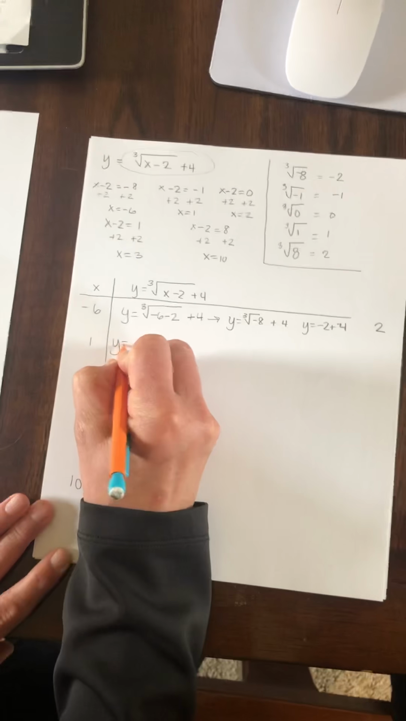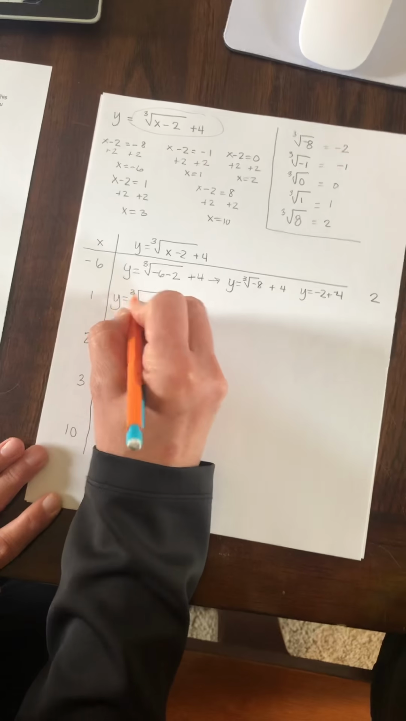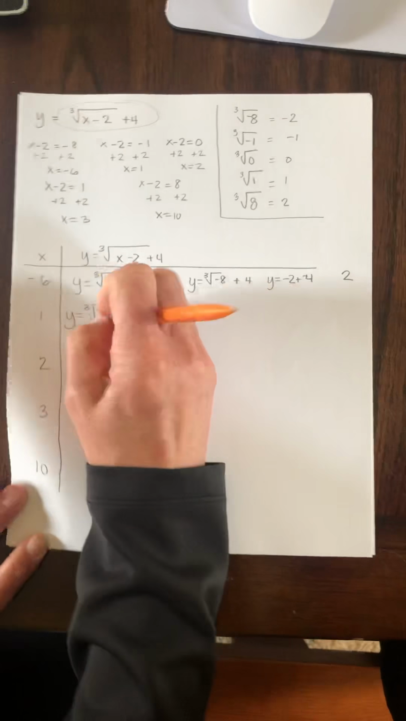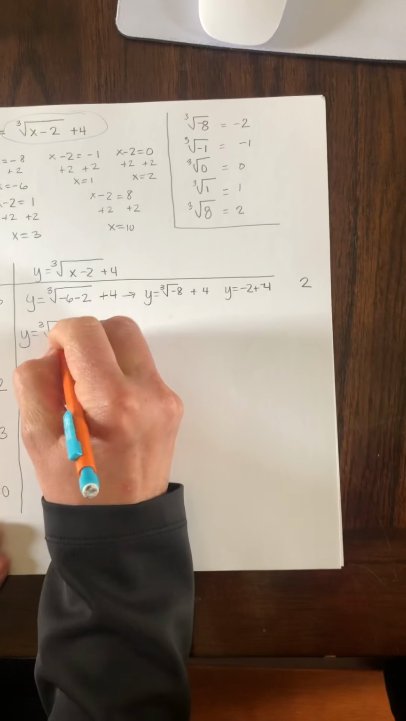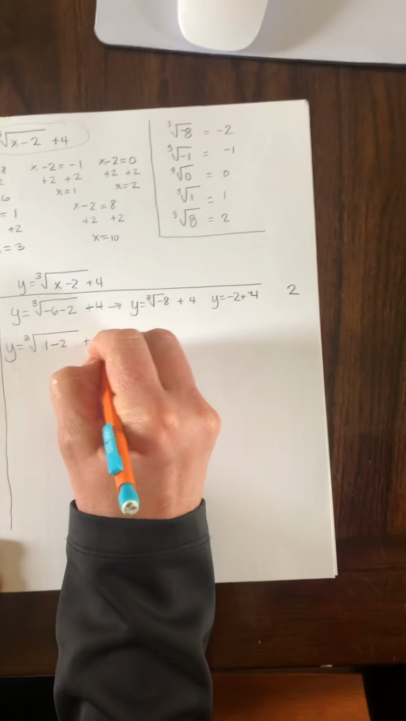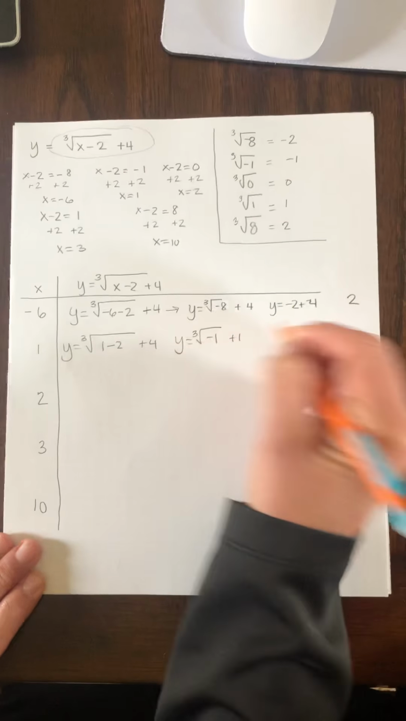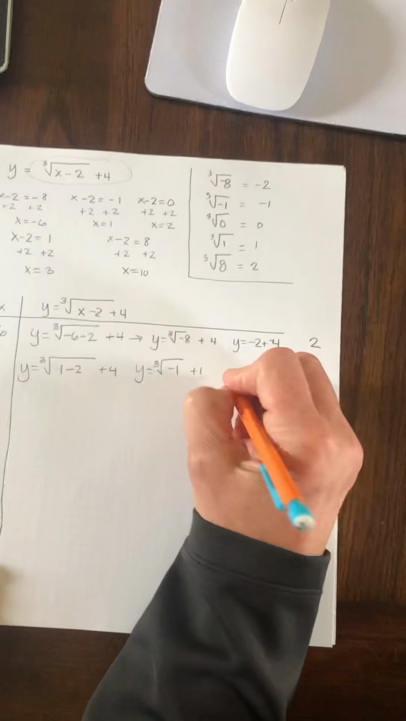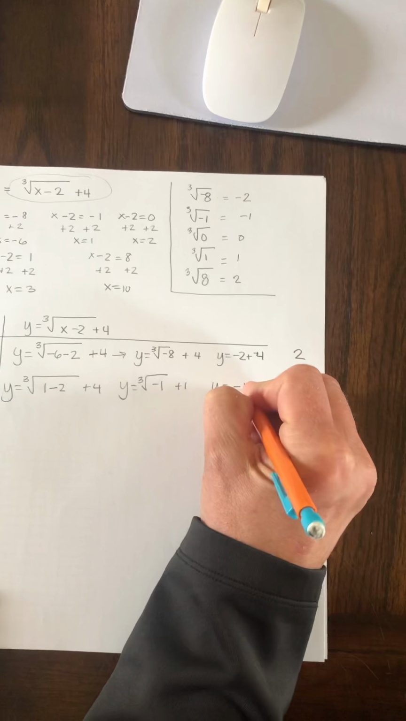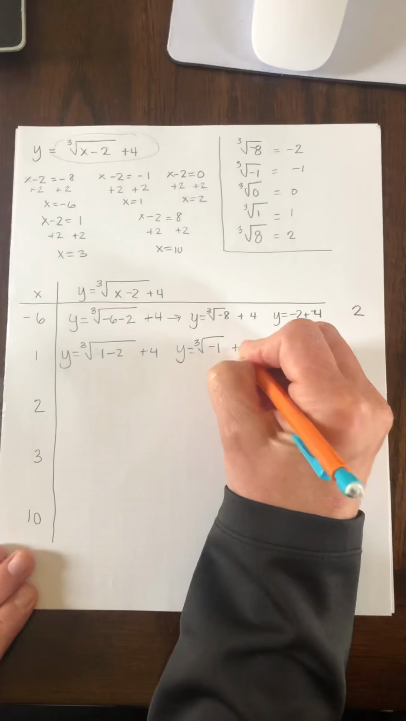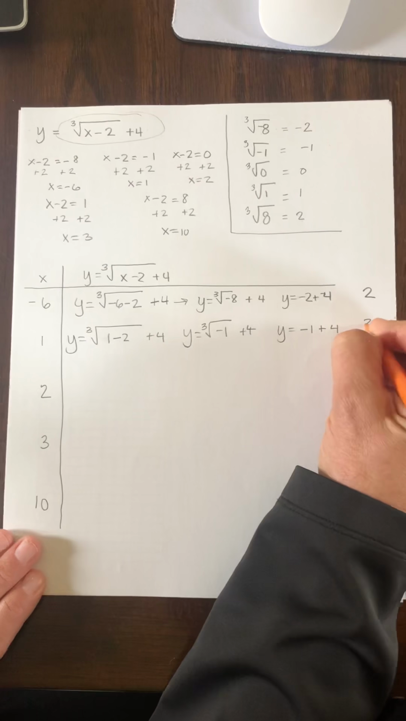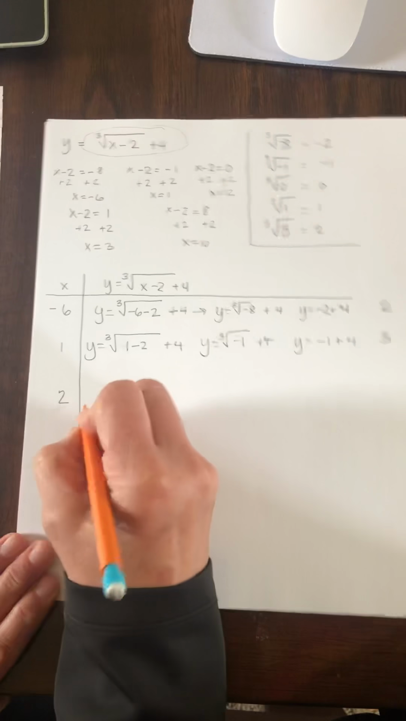Then you come through and you do the same thing. You put in 1 right here. I'm sorry, +1 right here. Don't put a negative. 1 minus 2 plus 4. That gives you the cube root of -1 plus 4. Well, up here, the cube root of -1 is -1, and -1 plus 4 is 3. And you should see a pattern coming down this way.